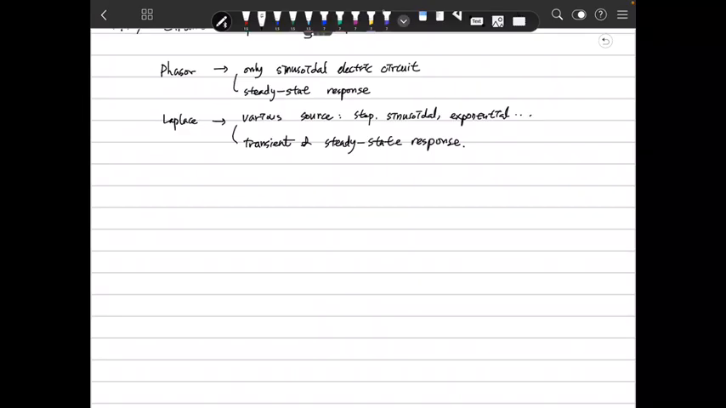So to analyze an electric circuit based on the Laplace, we need to define the impedance. You know that the impedance in the viewpoint of the phasor was defined as a function of j omega. The impedance is a function of frequency in the phasor case. But in the Laplace domain, the impedance can be represented in s. So the definition is Vs divided by the current Is in the Laplace.